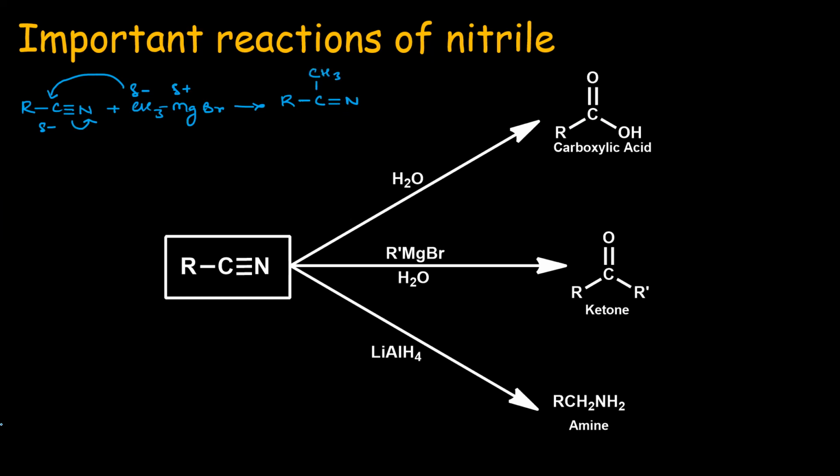Please remember that this CH3 group is coming from the Grignard reagent. And we have the other thing as it is: nitrogen attached with MgBr. This is my first step, in which we add RMgBr, and then we add water here. Now, when we add water here, what is going to happen?